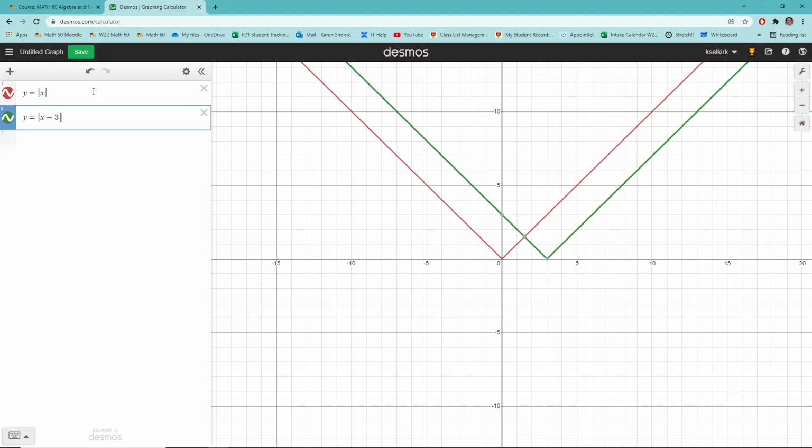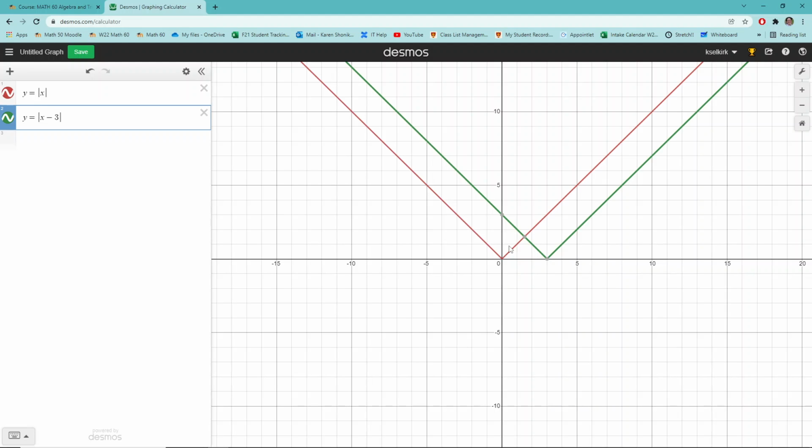Where did my graph go? So my red graph is y equals the absolute value of x. My green graph is the absolute value of x minus 3. Where did it go? It went to the right. Oh no, it's all the way over here. What does that mean? Well, it did the opposite as I thought it would, right? Everything with x is opposite as it appears. If it looks like minus 3, go to the right 3.